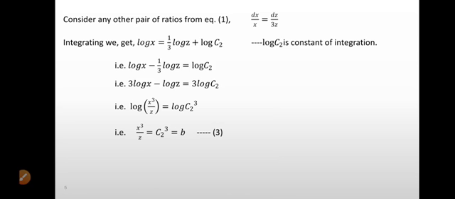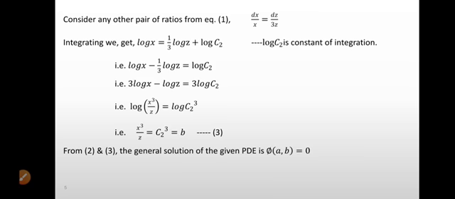So now we can write the general solution of the given partial differential equation as phi of a comma b equal to 0, where a and b are x upon y, x cube by z respectively. So the general solution is phi of x upon y comma x cube by z equal to 0. So this is the very simple method to find the solution of linear partial differential equations of first order. Let us see one more example.